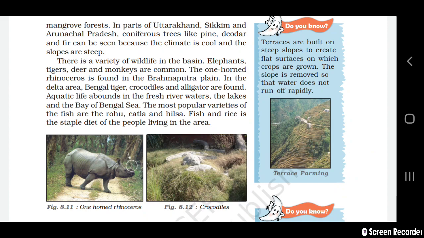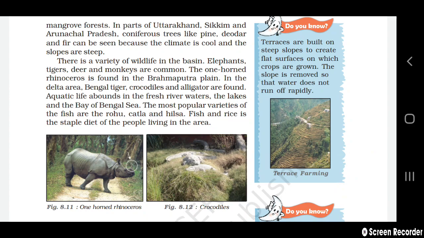So you can see a variety of wildlife in the Ganga and Brahmaputra basin. You can see elephant, tiger, deer, monkey. These are some of the common animals you can see in this place. The one-horned rhinoceros is found in the Brahmaputra plain, and in the delta area, Bengal tiger, crocodiles and alligators are found. Aquatic life abounds in the fresh river waters, lakes and the Bay of Bengal.